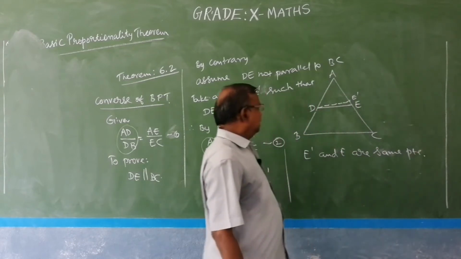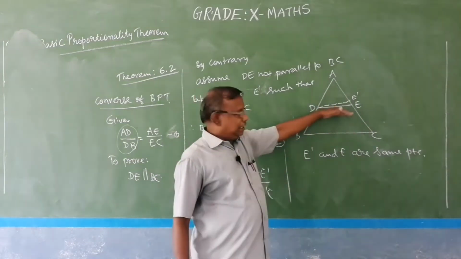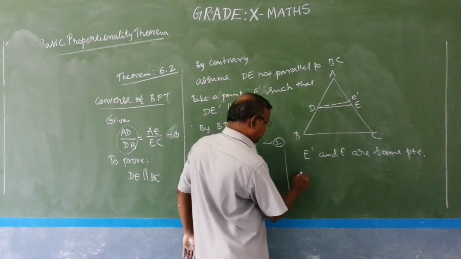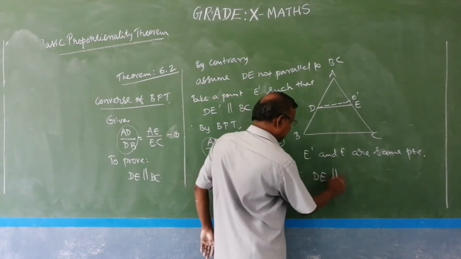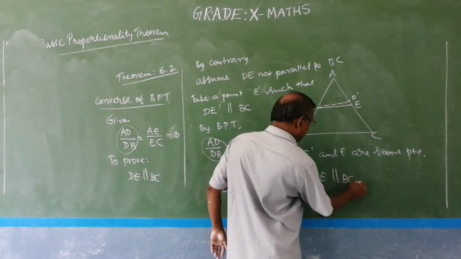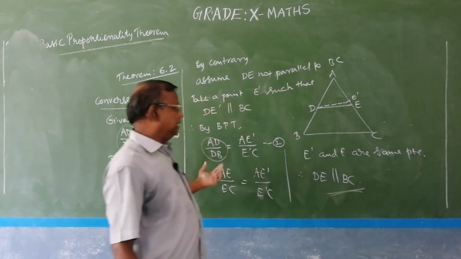Hence, the line DE is parallel to BC. Therefore, line DE is parallel to BC. So, this is the converse of BPT.